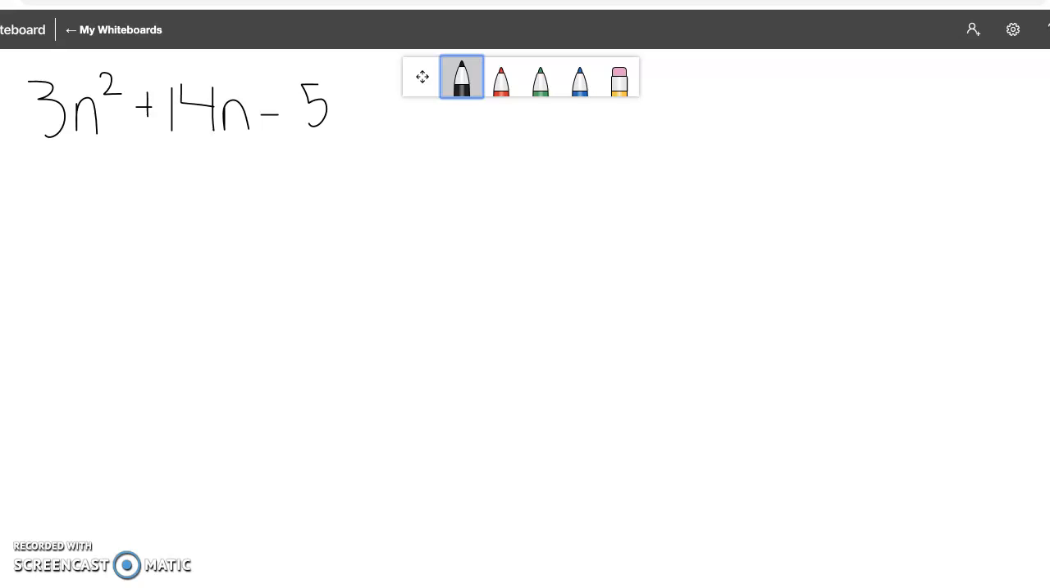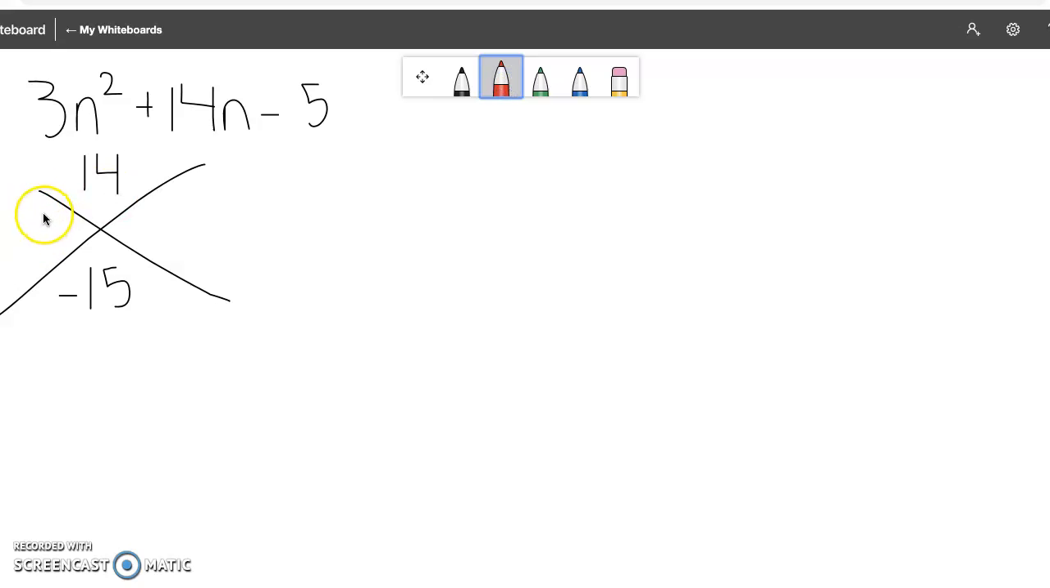I do have another example, and this one is 3n squared plus 14n minus 5. And we're going to follow it the same way we just did. We bring down our +14 in the middle. And then for the bottom of our x-man, we are going to multiply 3 times -5, which is -15. And then we have to determine what two numbers when multiplied together equal -15 and when added together equal +14. So then if we think back to that, we should be dealing with +15 and -1. So if we have a -1 times a +15, that equals -15 when multiplied together, and when added together it equals 14.